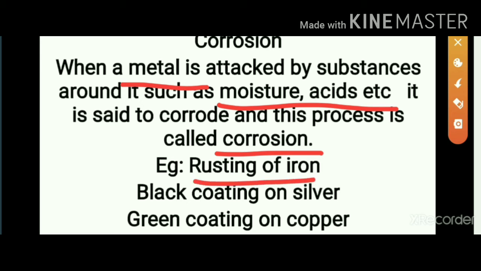For example, rusting of iron. Another example, black coating on silver and green coating on copper surface. These are the examples of corrosion.